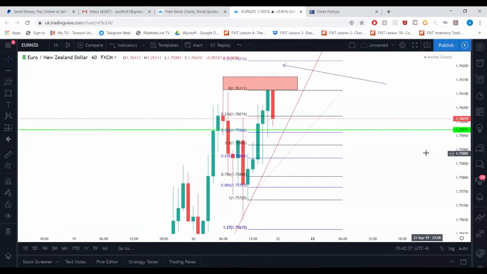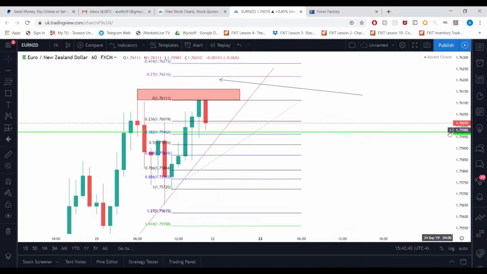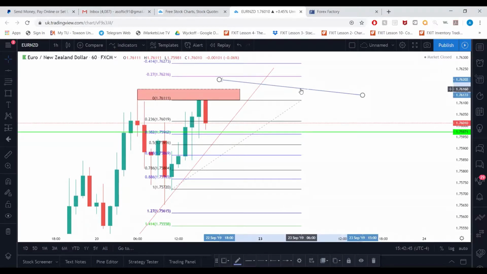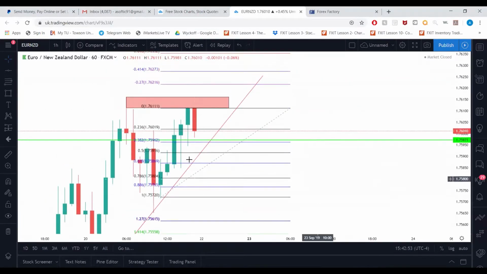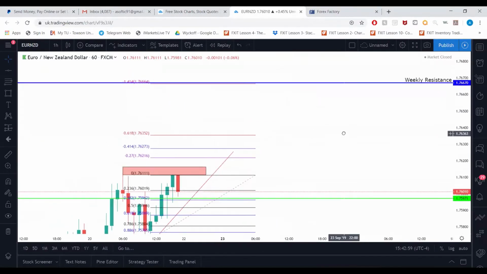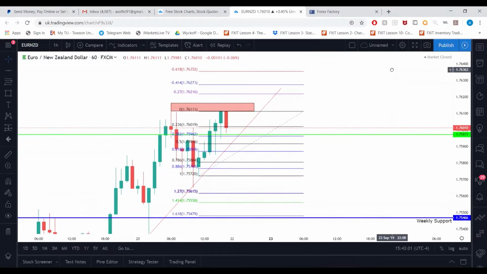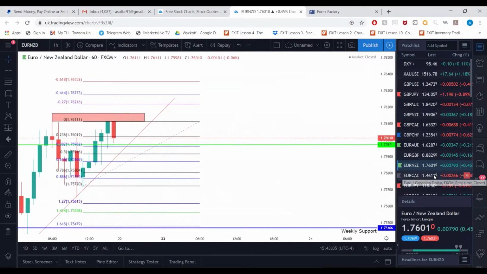Right there. It's almost at 38.2. So right now, there's really nothing to enter on it. Either a break of this trend to go back down, retest the support, or rejection off of the fib level and continuation to the upside to reach this weekly resistance. So that is what I see on Euro NZD.